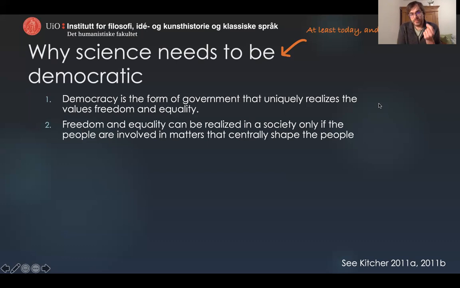But then, second premise, freedom and equality can be realized in society only if the people are involved in those matters that centrally shape their lives. You don't have positive freedom to shape your life according to your own values if you don't know about what is important. If there's something that has a deep influence on you and you're not involved in that, then you're to that degree less free.